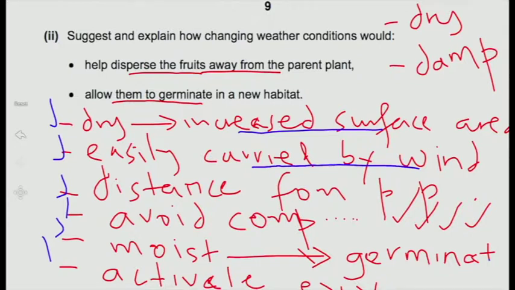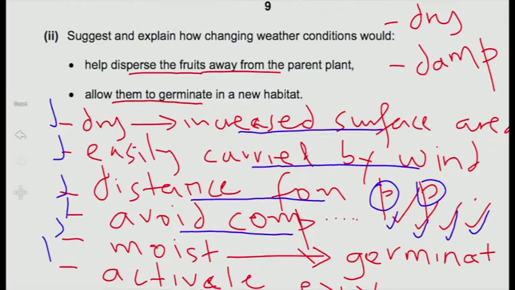And then it will land distances away from the parent plant, where it will then germinate and minimize competition for water, nutrients, light, space. So mention all those 4 points.